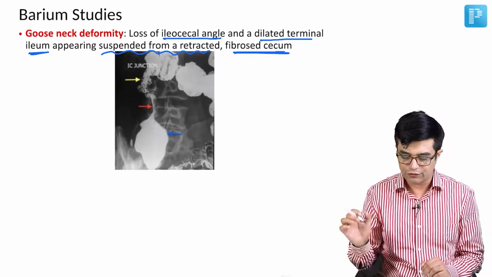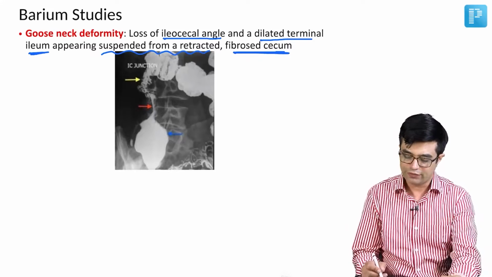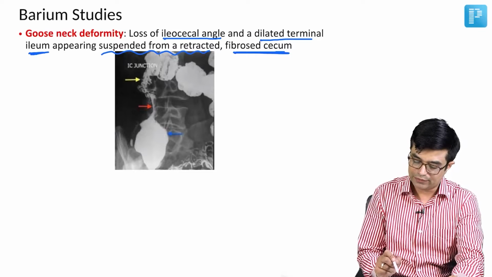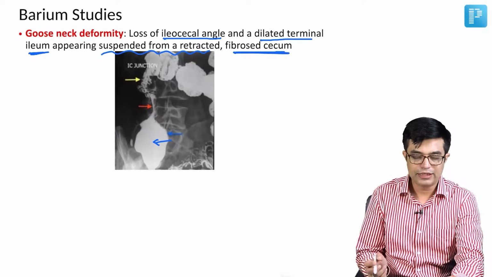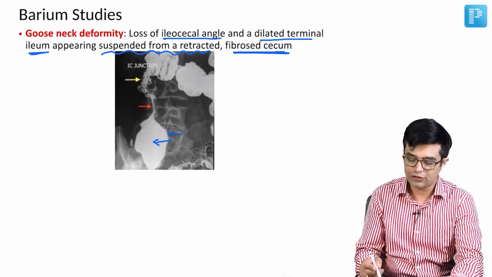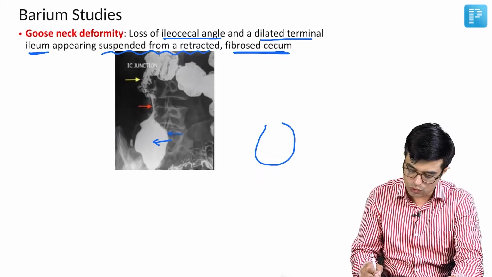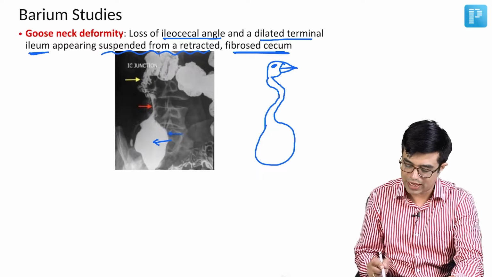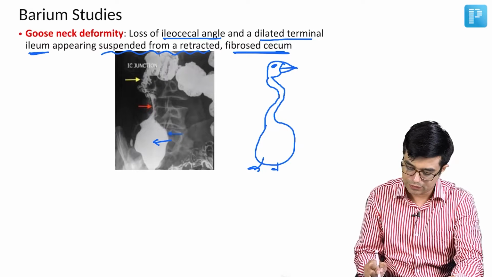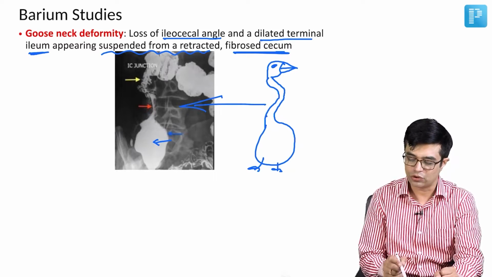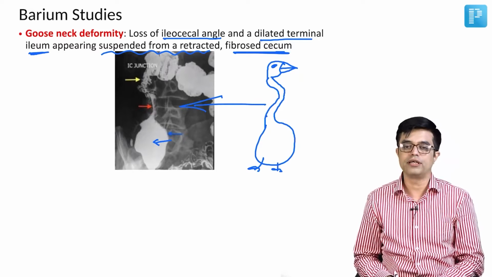So how will you find gooseneck deformity? This is a photograph which is showing you a gooseneck deformity. If you try to see here, you will find that there is a dilated terminal ileum, this one. In the previous one, we had a narrow ileum. Here there is a dilated terminal ileum and there is a loss of ileocecal angle. So it looks as if a goose is sitting. I'm bad at making diagrams, but this is how the gooseneck deformity looks. Since the shape is like that of a goose, it is called gooseneck deformity.